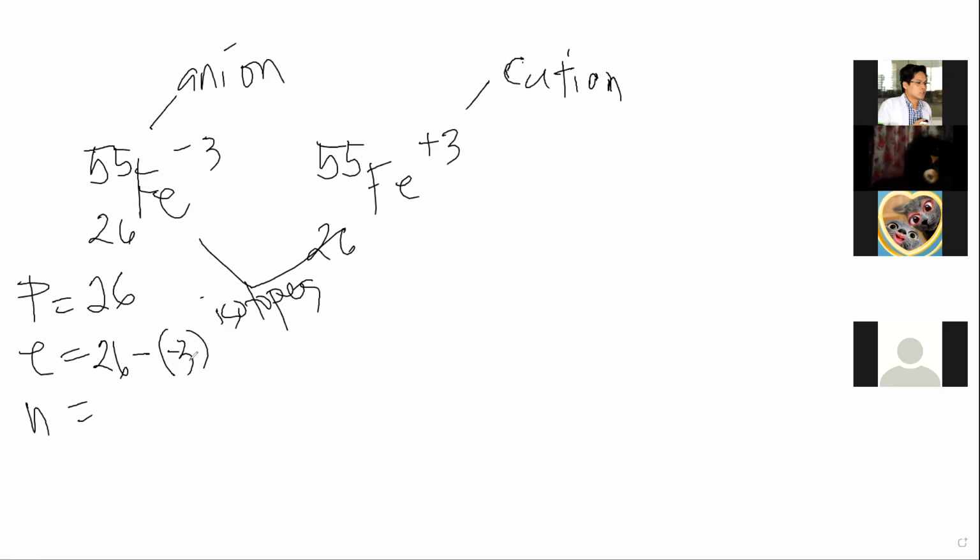Okay. Didn't I discuss this just a while ago also? In order to get your electrons, it is your atomic number minus the charge. Right?